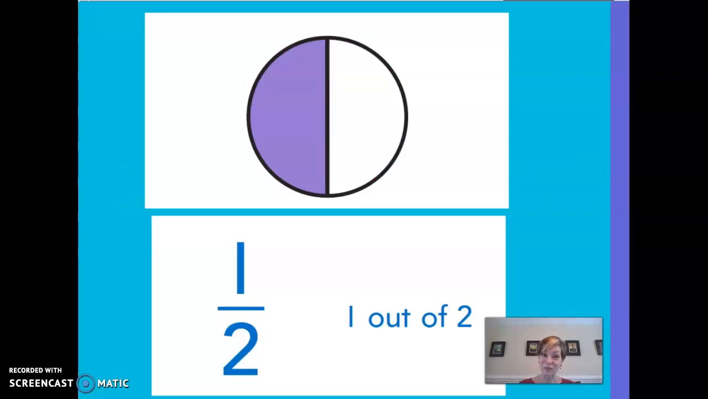So here I have a circle that's been partitioned into halves, and I've colored in one half of the circle. It's purple. Down here, you're going to see a little straight line here, and a 2. This is how we write the fraction 1/2 with numbers. That means 1 out of 2 equal parts has been colored purple, 1/2.